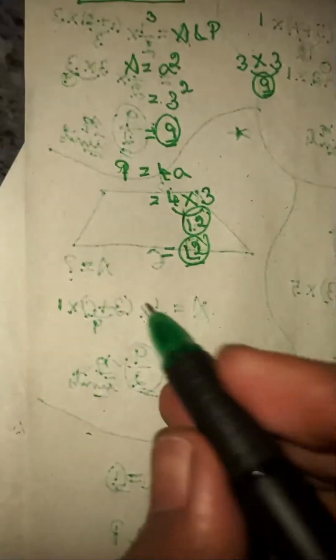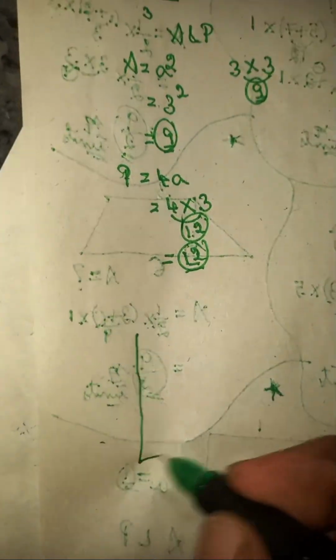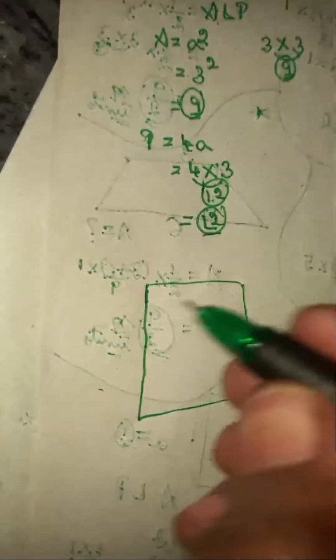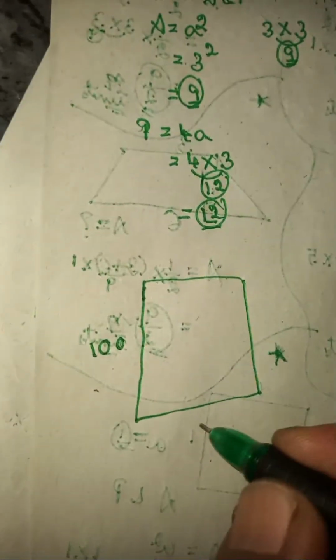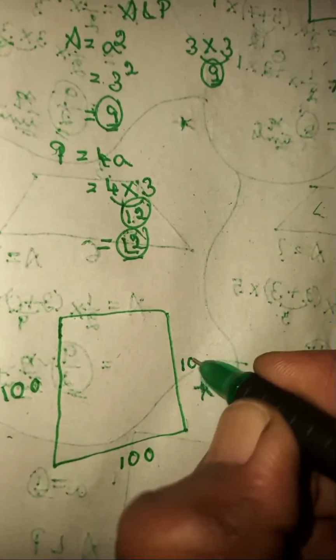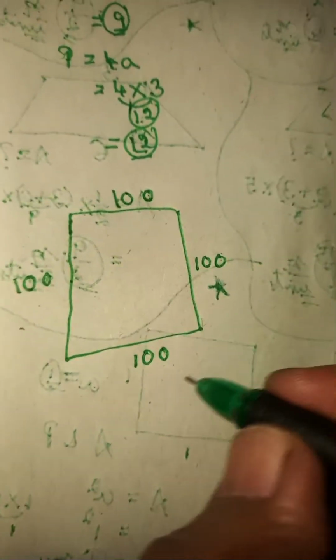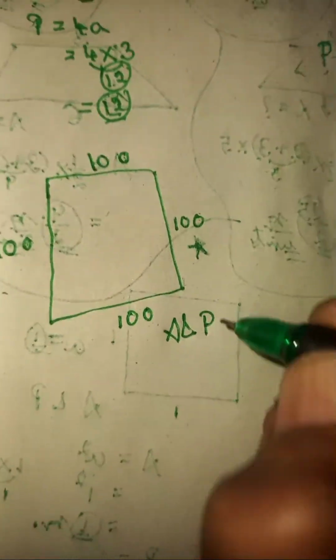Let's take one more square. Here they have given in this square, as all sides are, the answer is 36 units and area is 81 units. Here all sides are 100 units. 100 units all sides means here also the same. You need to find out what's the area and perimeter.